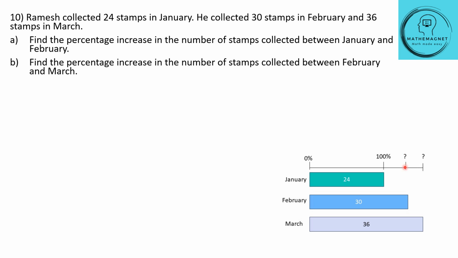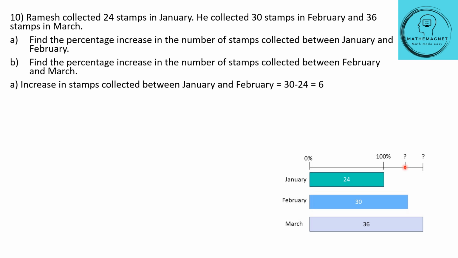Okay, so let's begin to solve. So increase in stamps collected between January and February will be 30 minus 24 equal to 6 stamps, right? So this difference is 6 stamps.